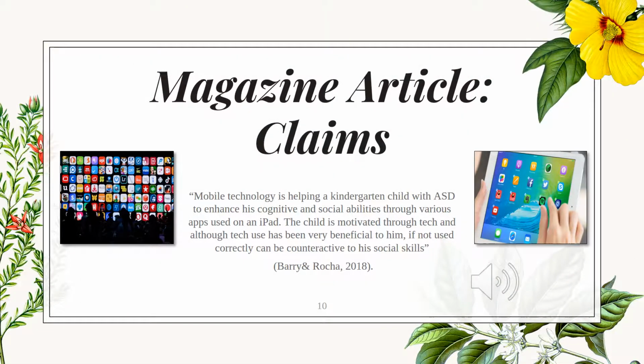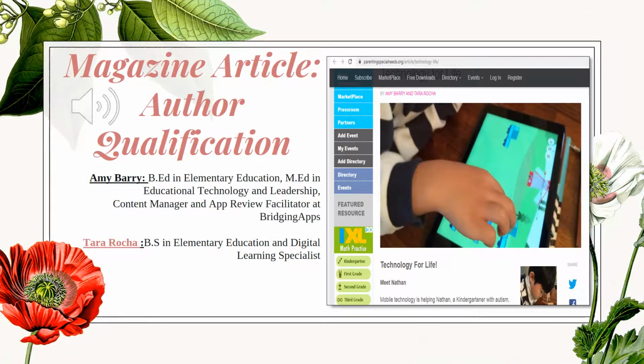The claim of the article is that mobile technology is helping with the success of a kindergarten student affected by ASD through the use of apps on an iPad. Both of the authors have degrees in education and digital technology, as well as experience in the fields of education and digital technology.